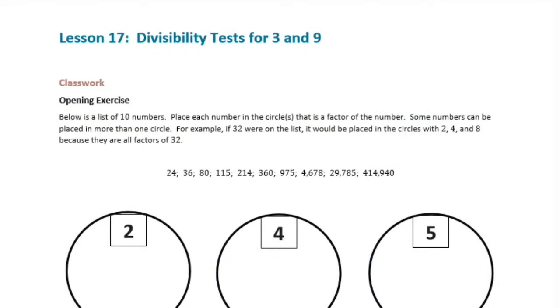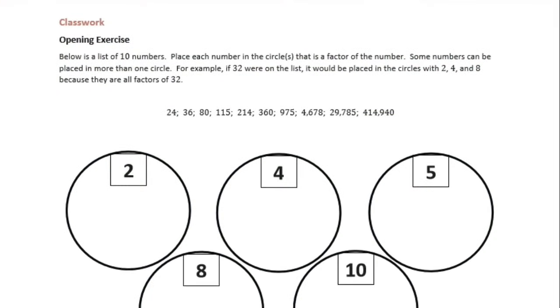6th grade, Module 2, Lesson 17, Classwork. Opening exercise. Below is a list of 10 numbers. Place each number in the circle that is a factor of the number. Some numbers can be placed in more than one circle.